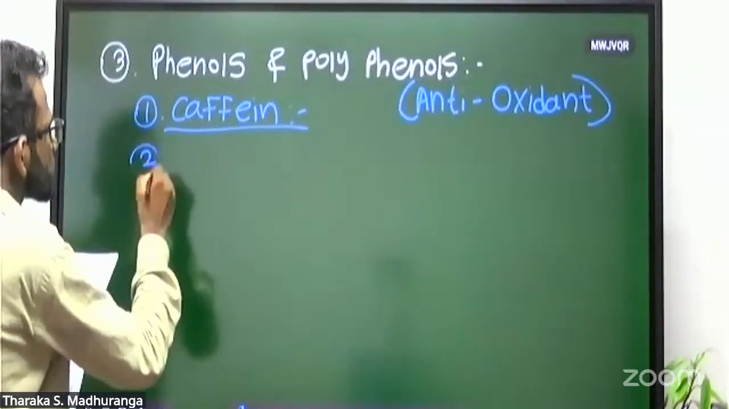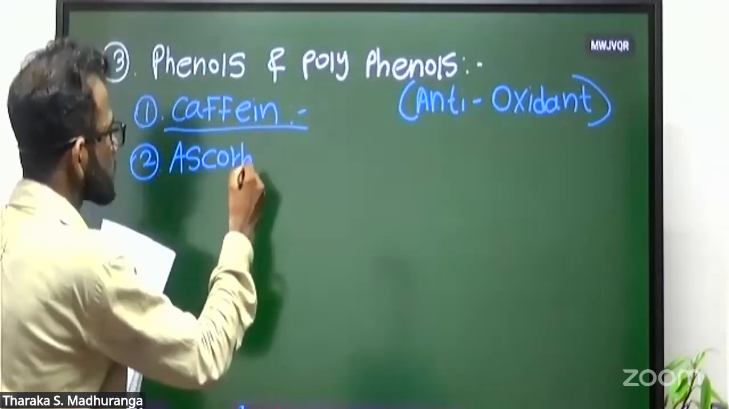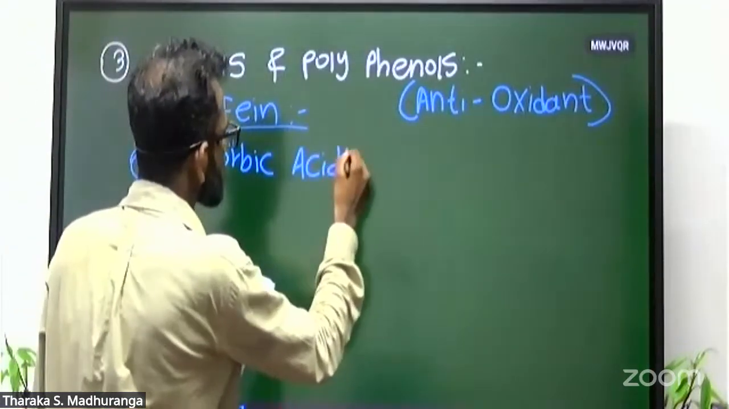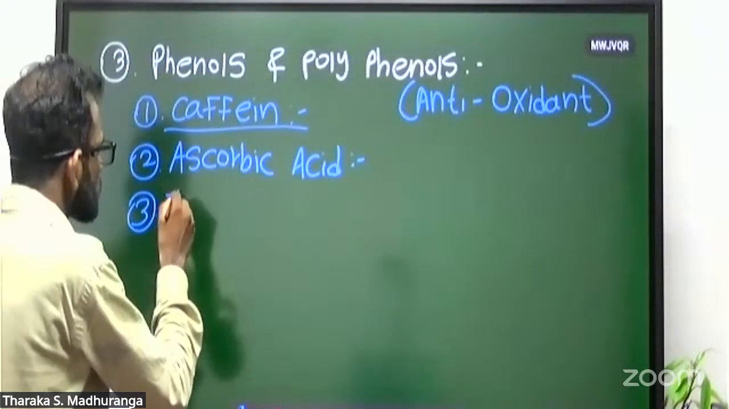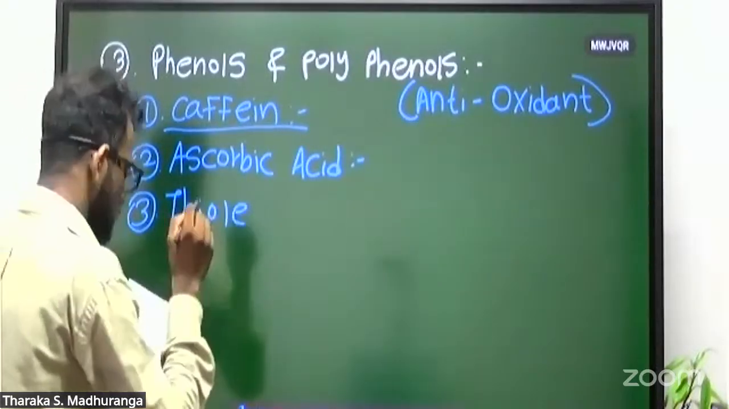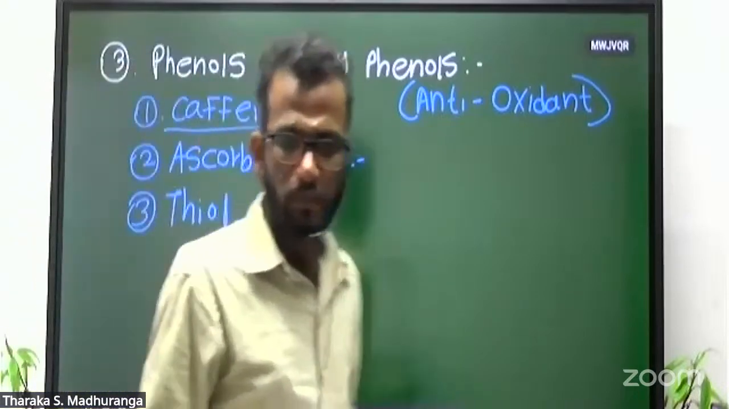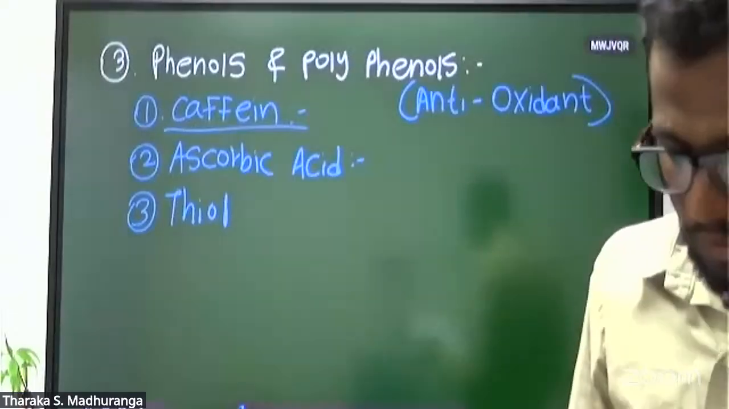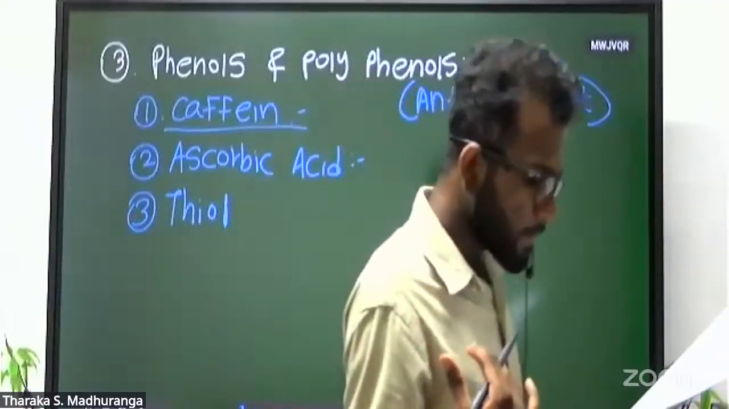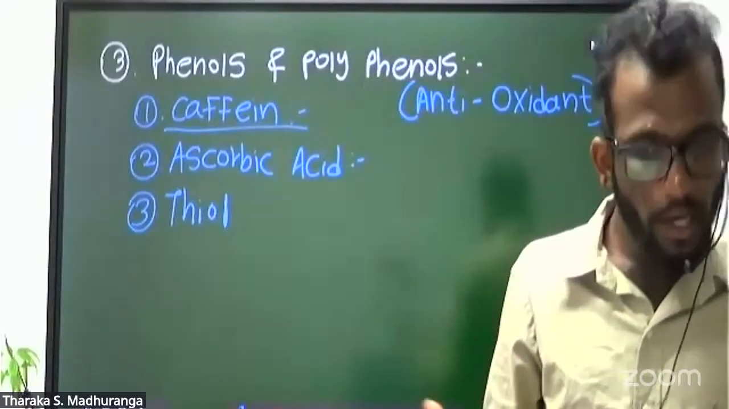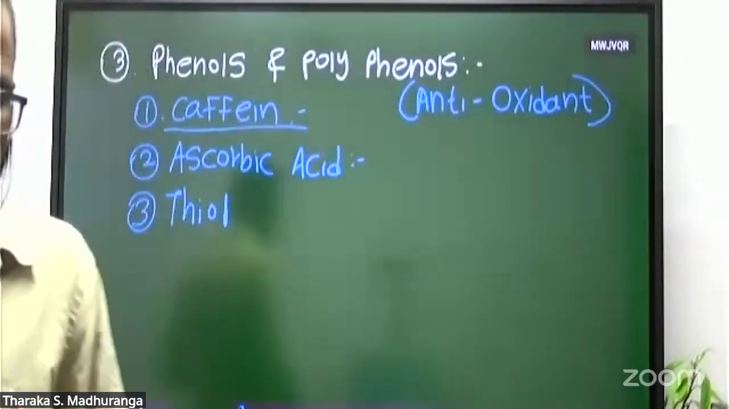Okay, the first one is caffeine. The second example is ascorbic acid. The third example is theo. Note down these examples for phenol. I have given 3 spaces at the end of page number 5. Note down these 3 examples in the page number 5 final space.